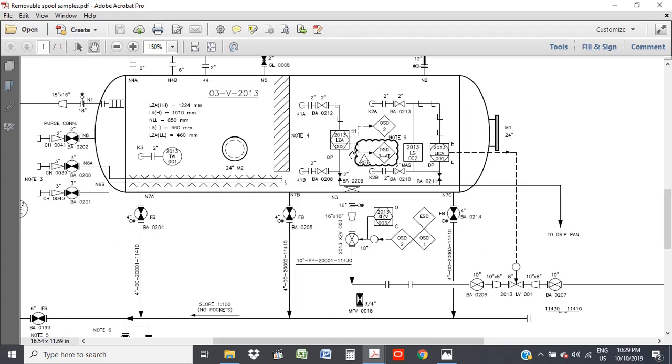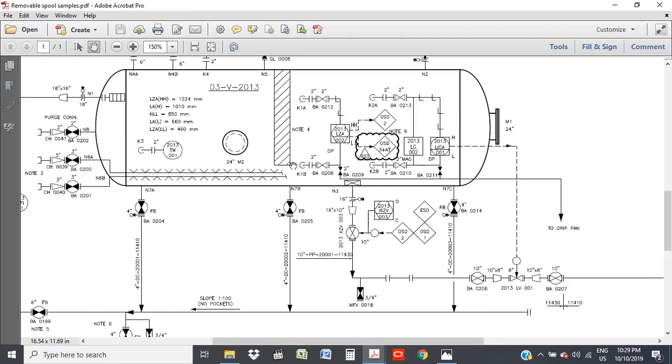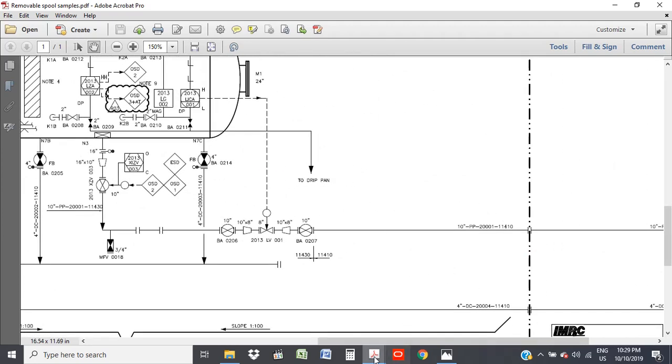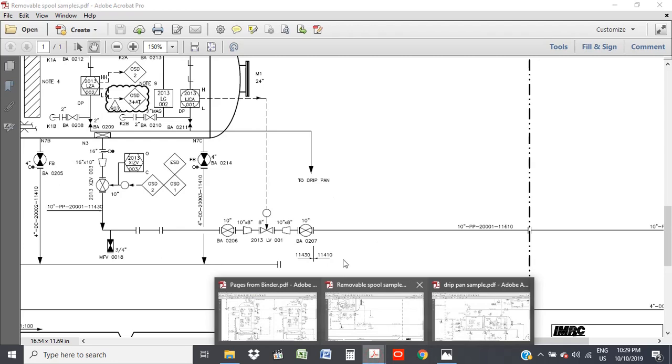Then there's a high and a low. The high means it's very high, meaning we have to trip. Or it's very low, we have to trip also. So this is what controls the shutdown system, whereas this is what controls the level control valve. So that's the instrumentation we find on them.